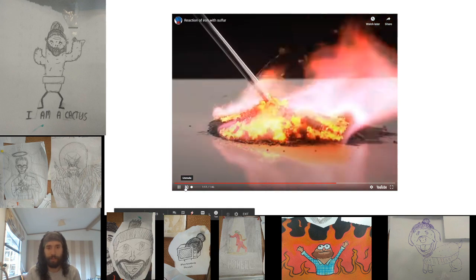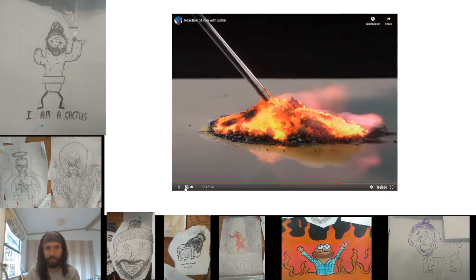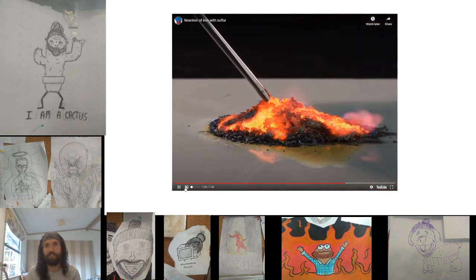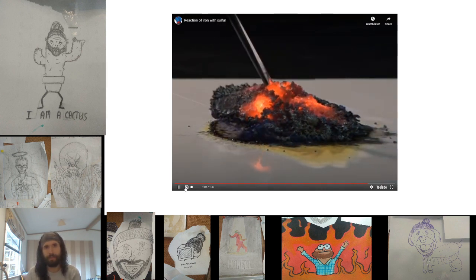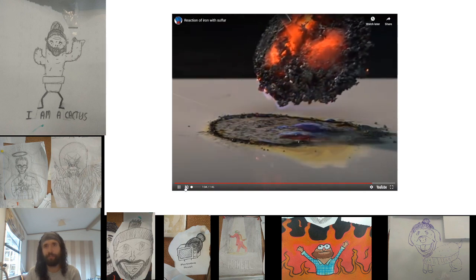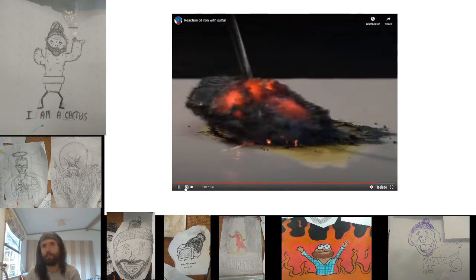You may not be able to hear me from all that sound. Just worked out how to turn it off. So here they are reacting together, the iron and the sulfur, and they are forming a new compound. And yeah, it's that kind of black gross thing they've made there. That's the new compound they've made.